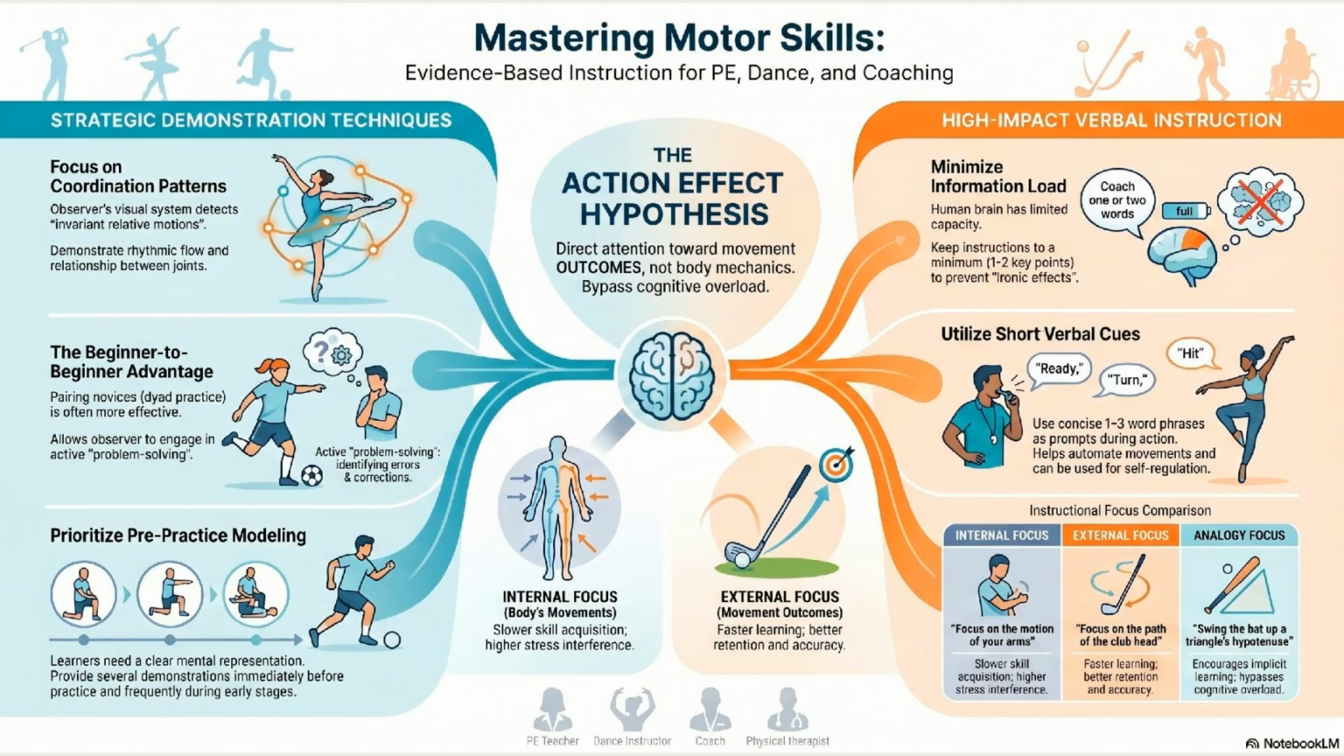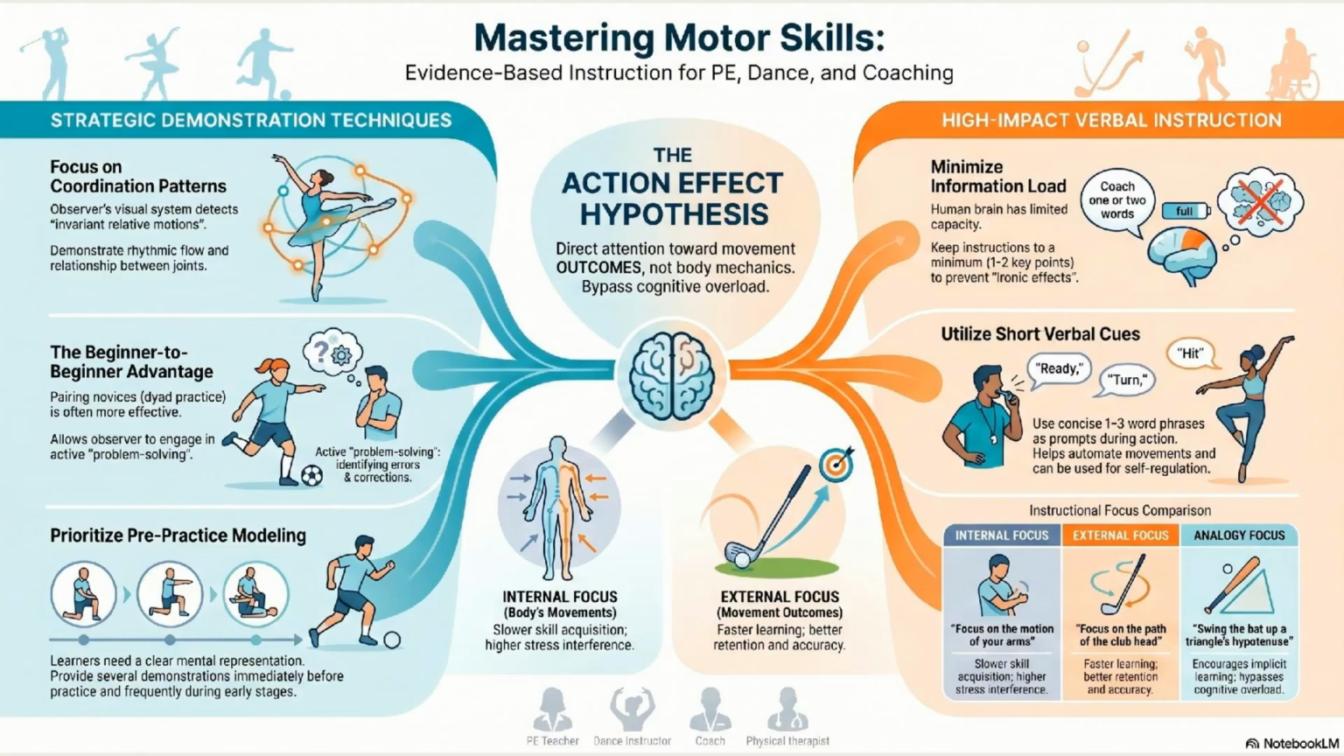And the third is for physical education, dance, and coaching, built around the action-effect hypothesis sitting right at the center. Direct attention toward outcomes, not body mechanics, to bypass cognitive overload. Around that hub, you'll recognize the entire chapter laid out as a system. Focus on the coordination pattern. Exploit the beginner watching beginner advantage. Front-load modeling before practice. Minimize the information load on a learner's attention. Lean on short verbal cues. And use that internal versus external versus analogy comparison we walked through with the hypotenuse example. One image, our whole chapter, pointed straight at the gym and the studio.